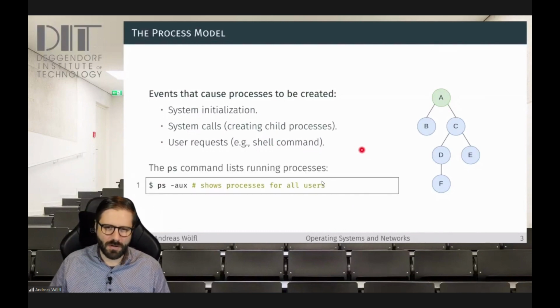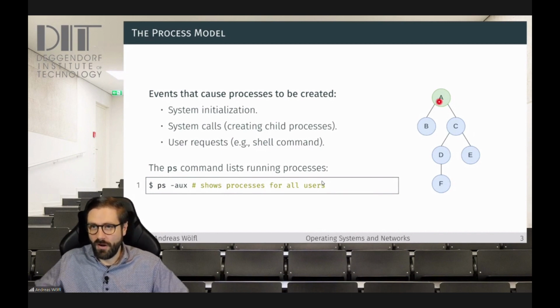And yeah, the command that we have seen before is the command to list all running processes. So these are the events that can create processes. Note that if you terminate a parent process, all child processes are terminated as well. In this example, if you terminate A, for example, then all the processes are gone.